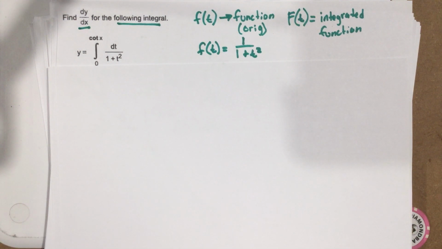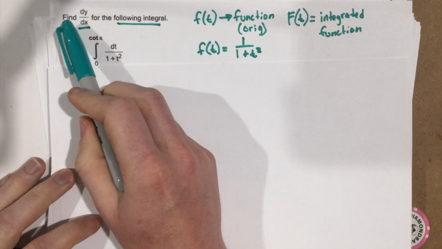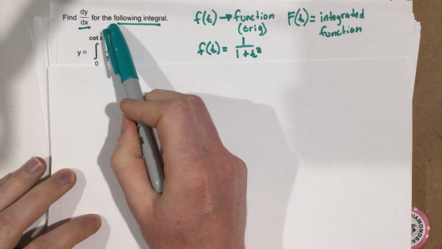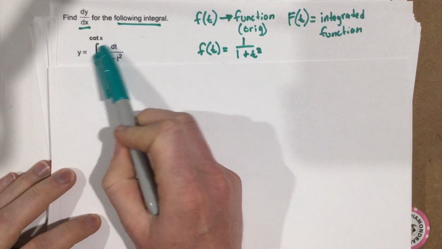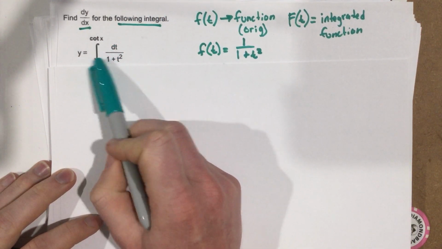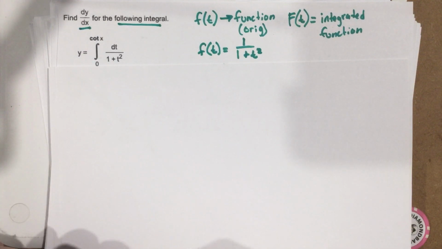This is problem number 6 from section 5.4. In this problem, they want us to find the derivative for the following integral. So they give us an integral here, and they want us to actually find the derivative of this. Well, this comes back to the Fundamental Theorem of Calculus.